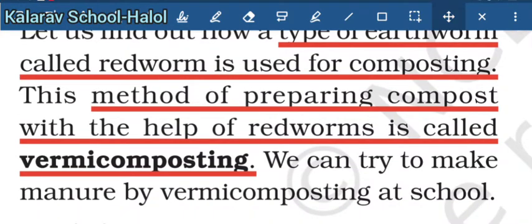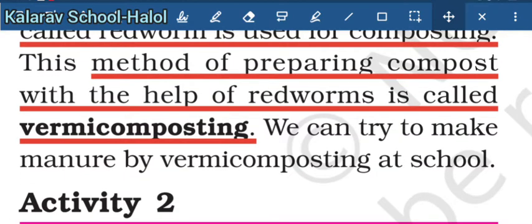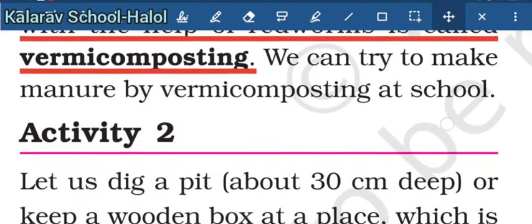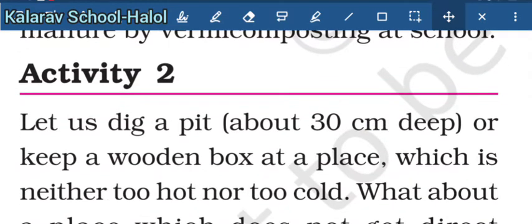So vermicomposting is the method to prepare compost. Compost is mainly the food for plants, which provides nutrients to plants. We can try to make manure by vermicomposting at school. Here is the activity, and you can also do it at home.